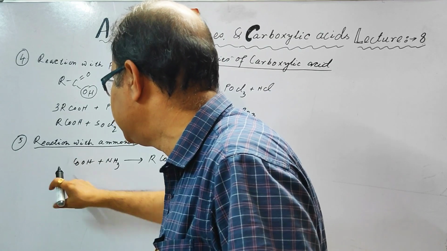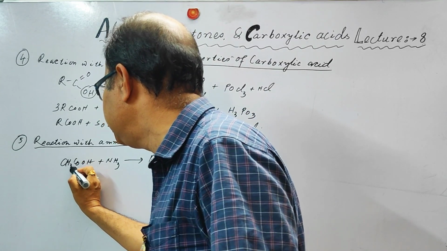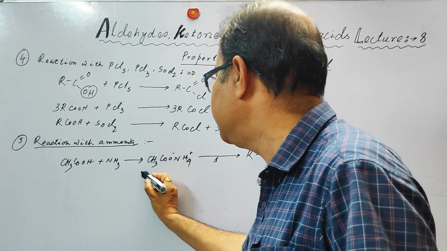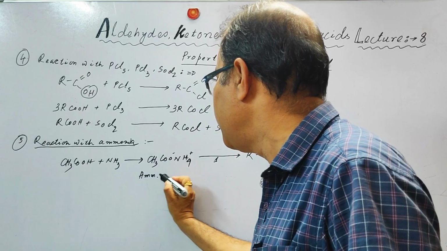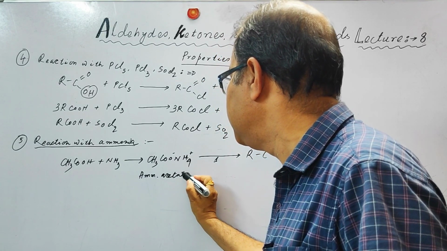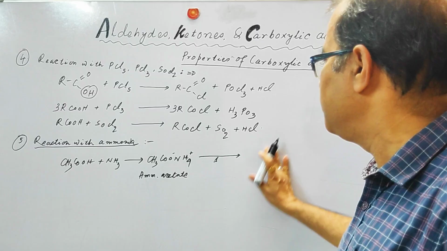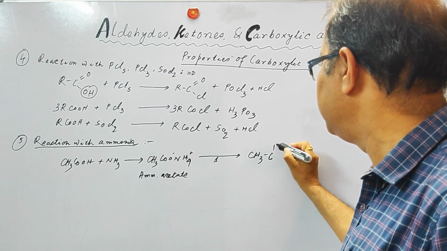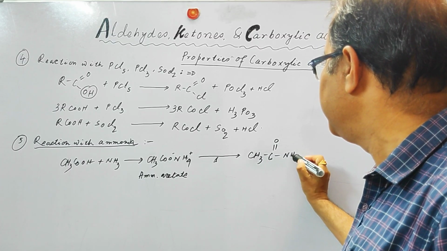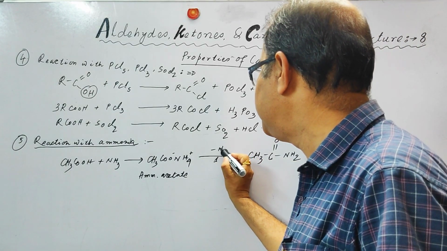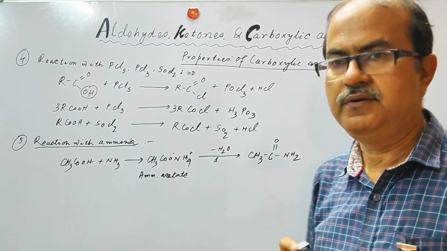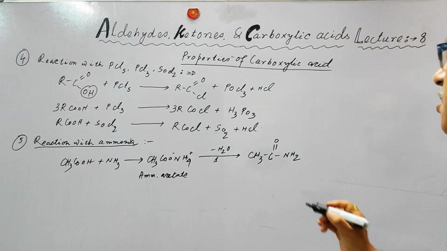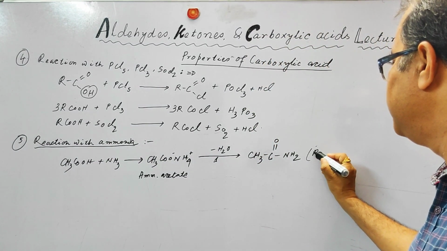So we are taking this particular acetic acid and this is going to produce the ammonium acetate. This is ammonium acetate, and when it is heated, it is going to produce the acetamide. Here we observe one molecule of H2O has been eliminated. When we remove the one molecule of H2O, it is going to produce the acetamide.